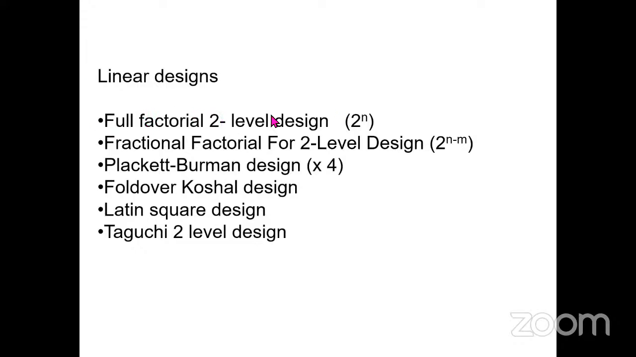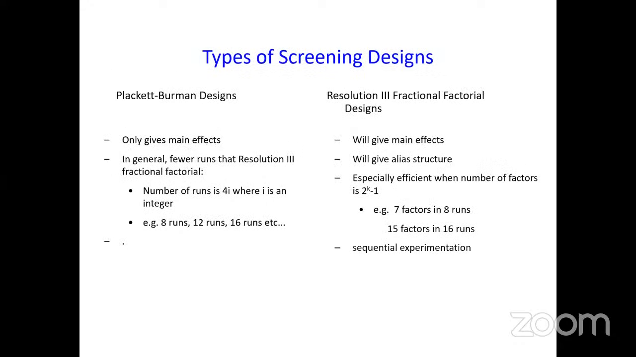So there is a full factorial design, and then fractional factorial, which I just mentioned, to reduce the number of experiments. Then there is Plackett-Burman design, fold-over Koshal design, Latin square design, Taguchi design. All these are various designs which can help you plan your experimental strategy for screening purposes. Many software packages give you all this information. Because of want of time, I'm not spending much time on that.